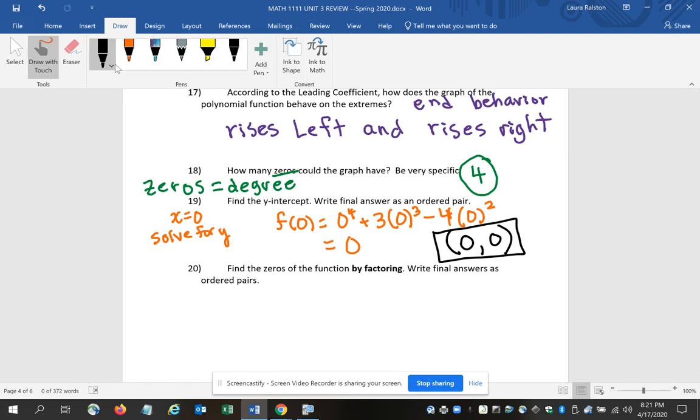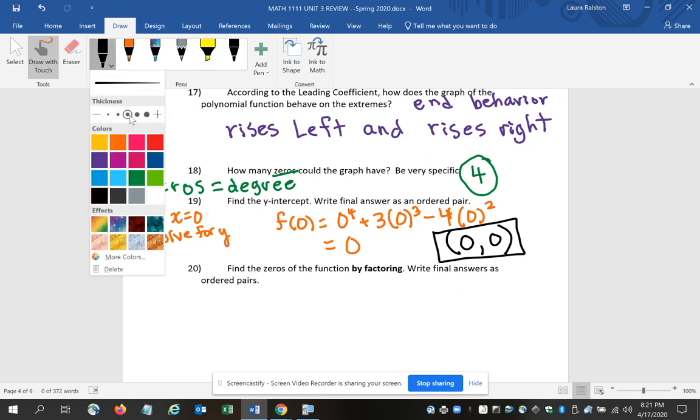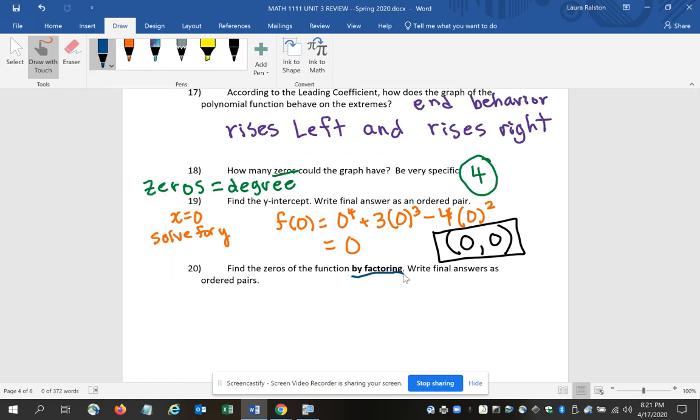All right, question 20 we actually looked at in class last Wednesday, but it asks you to find the zeros by factoring. So it kind of tells you that this particular polynomial can be factored. And guys, that's the only option you have. You cannot use the quadratic formula or anything like that. You're going to have to factor. So remember, to find the zeros, we let y equal 0 and we solve for x. So I have 0 equals x to the fourth plus 3x cubed minus 4x squared.